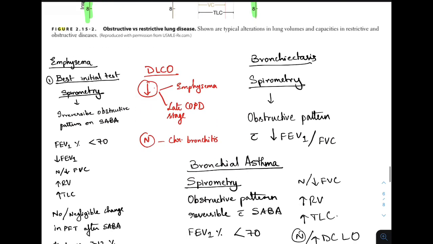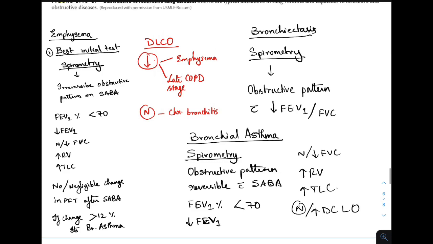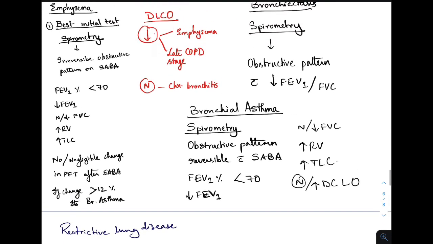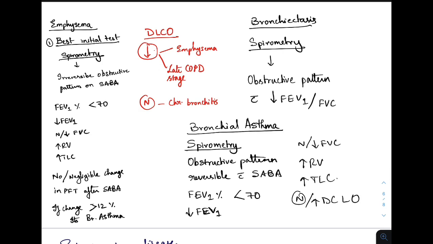Good. And all the parameters we have discussed in emphysema and bronchial asthma. This is in brief. You can just look at this slide, and you will easily understand. In spirometry in bronchial asthma, the obstructive pattern is reversible with short acting beta agonists, right? That is why the asthma will reduce with nebulization and all that. But in emphysema, there is no reversible obstructive pattern on administering SABA. Very good. And in bronchiectasis, this is the important point: on spirometry, there is an obstructive pattern with decreased FEV1 to FVC ratio.